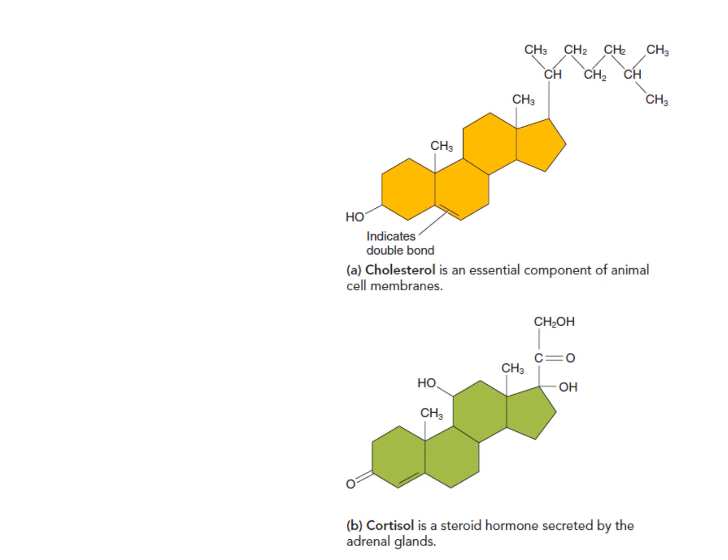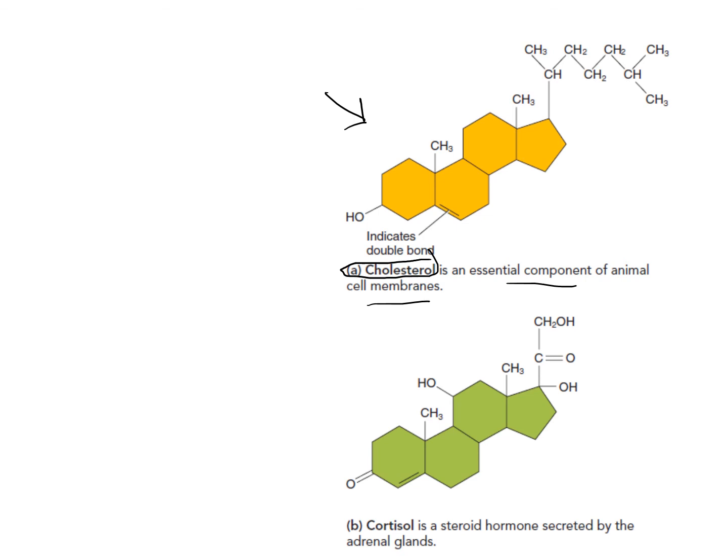Last slide on fats. This is a diagram of, you can see, cholesterol. Cholesterol is an essential component of animal cell membranes. So in all the cells of cell membranes, cholesterol is present, and it helps to stabilize them at both high and low temperatures, preventing them from cracking if it's about to freeze, and then also preventing them from falling apart if it's really hot.